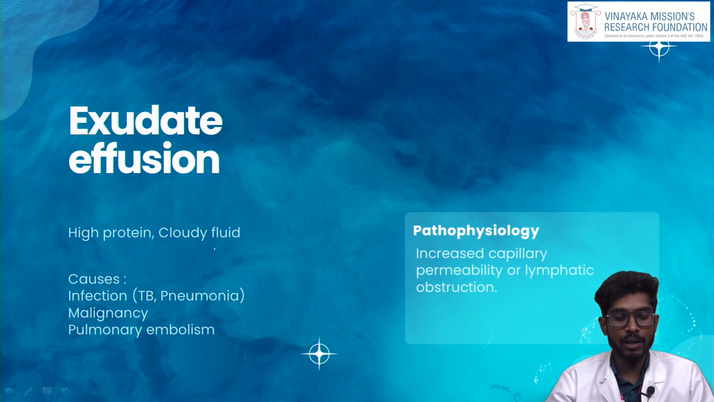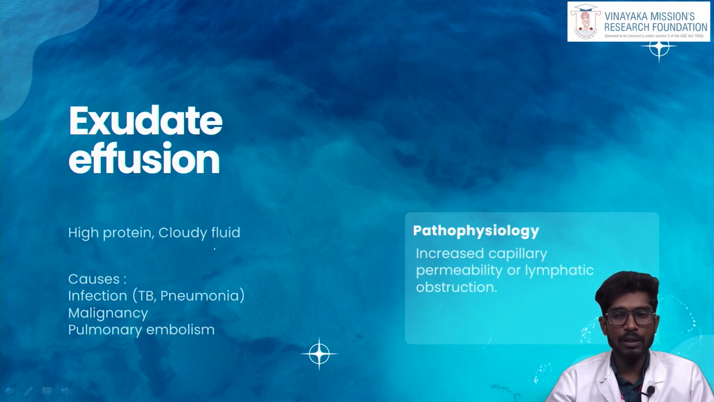Exudate effusion is nothing but a fluid which consists of high protein levels inside it. Next, it is not in a clear form, it will be shown as a cloudy fluid. Cloudy fluid can be colorless or colored, like whitish, red, green or black. Then what are the causes of this exudate effusion? Causes are infections like TB, pneumonias, and other forms like malignancy and pulmonary embolisms.